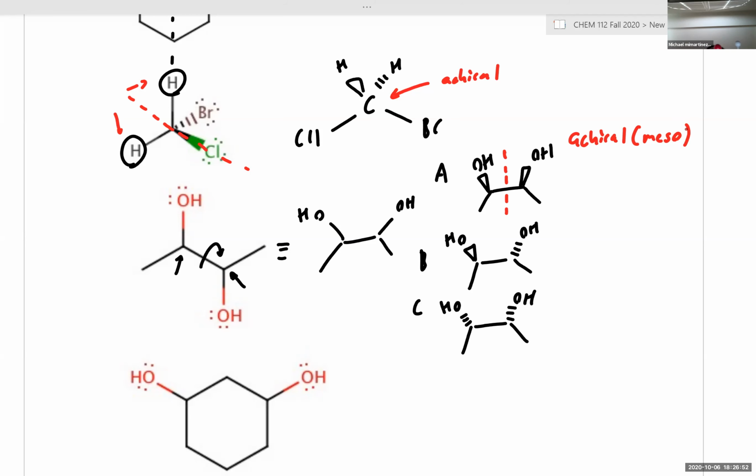Now, if we look at structure B, do we see the same axis of symmetry at play in structure B? No. As we can clearly see, the relative position of our alcohol substituents is different, so this molecule is chiral. There's no axis of symmetry.